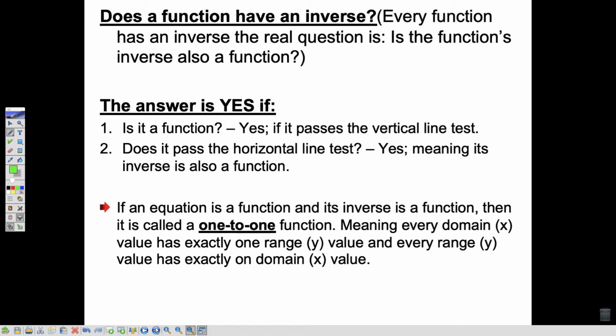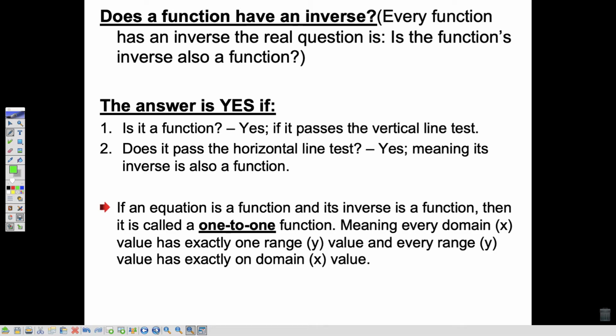Does a function have an inverse? Every function has an inverse. The real question is, is its inverse also a function? The book will say, does it have an inverse, and you'll say yes or no. But if I have an equation, could I take all of its x and y coordinates and interchange them and graph something new? There's nothing stopping me from doing that.